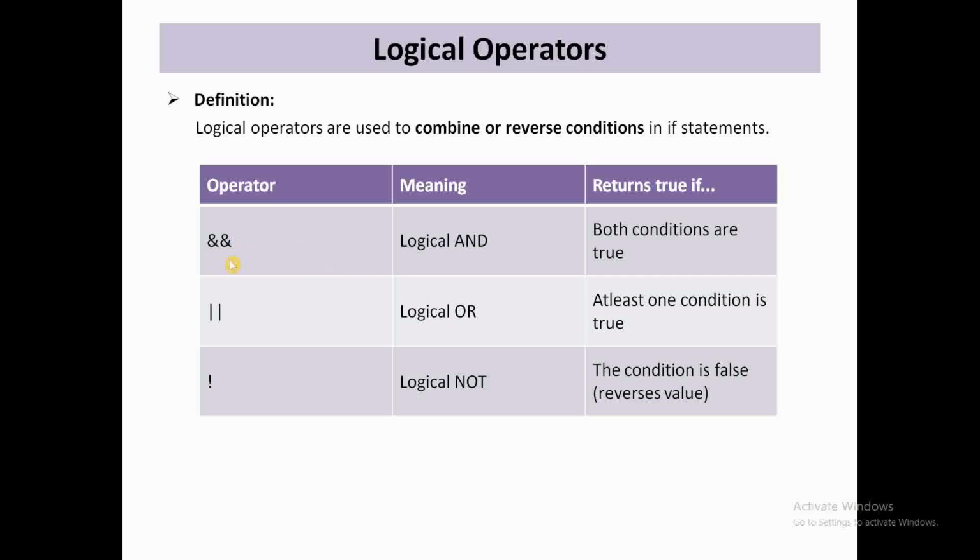AND means both values should be true, then it will clear the condition and execute that block of code. OR means at least one condition should be true, then it will move to that block in the if statement. Otherwise it will move to the default, that is the else statement. Next we have logical NOT, which reverses the condition. Suppose we have true and we apply the logical NOT operator to our variable, then it will reverse that condition and set it as false. If it gets a false value, then it will move to that block of code.